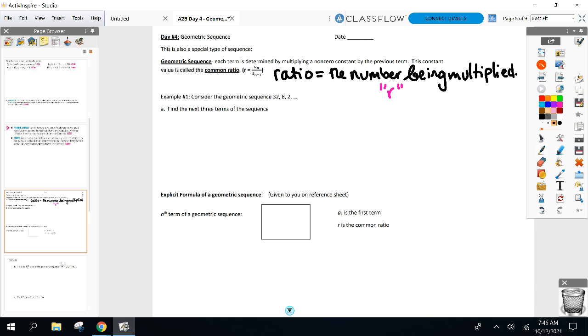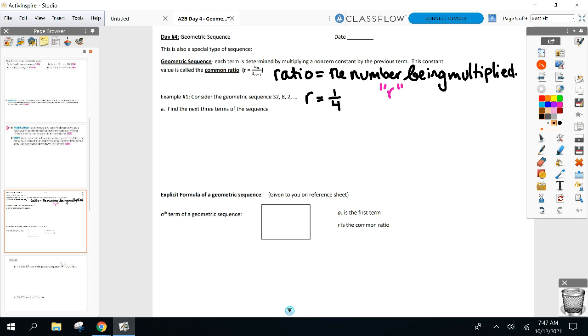Geometric is multiplying by a number. If I divide by 4, that's the same as multiplying by anybody? 1/4, yes. So just like, remember arithmetic, even if I subtracted, we said, hey, you're adding a negative number. Same thing with geometric. If you divide, you're actually multiplying by a fraction. So my R value would not be 4, it would be 1/4. That's what I'm going by.